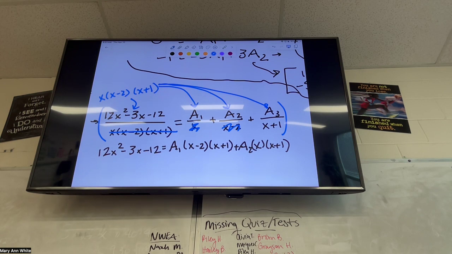And then I will multiply all of that by this last fraction, and the x plus 1 cancels. And so I'm left with just x and x minus 2.